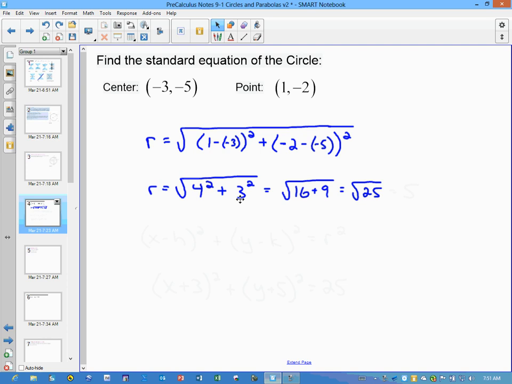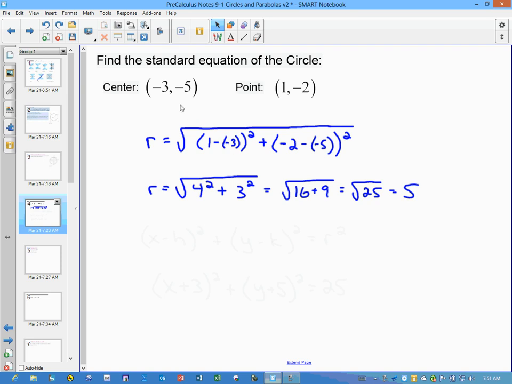Now, once you notice that your differences are 3 and 4, remember this is the hypotenuse of a triangle with legs 3 and 4. So hopefully you should recognize that you're dealing with a 3, 4, 5 triangle. So 5 is the radius.